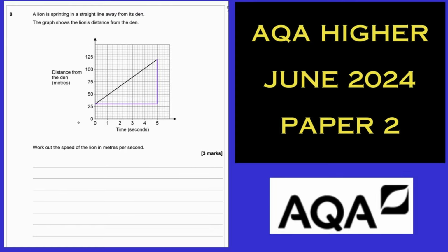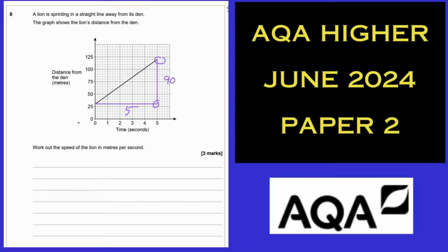You can draw any triangle you want, but I've gone for the biggest. If you count it, each small square is worth 5. I get the height to be 90. That's 120 up there and 30 here. And if you count the width, that's dead easy. It's 5. So you've got distance travelled 90.